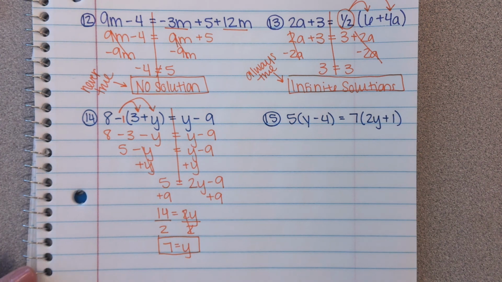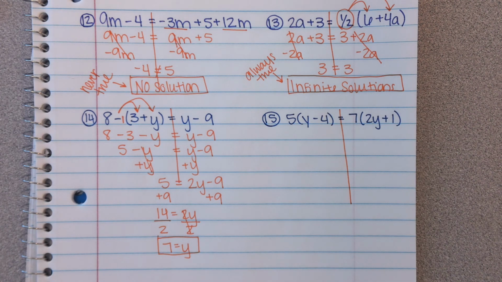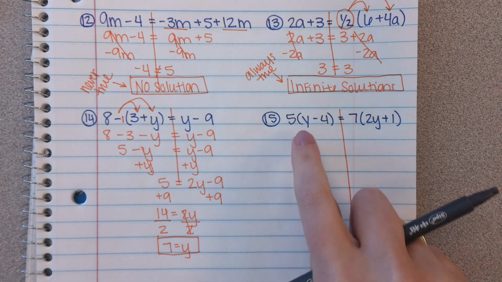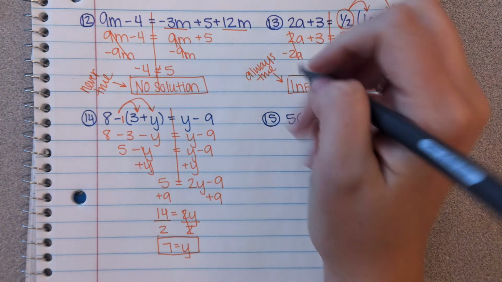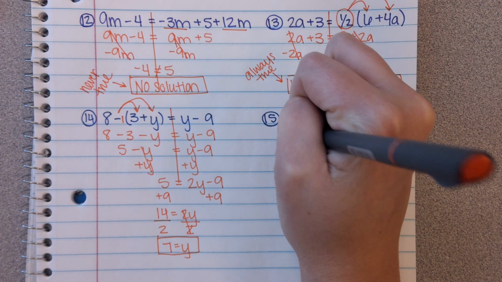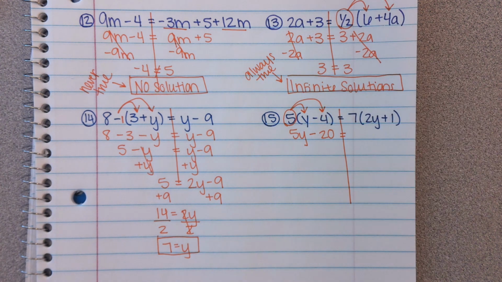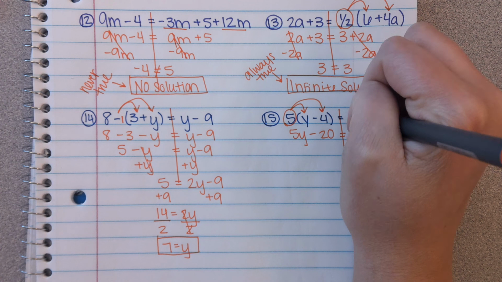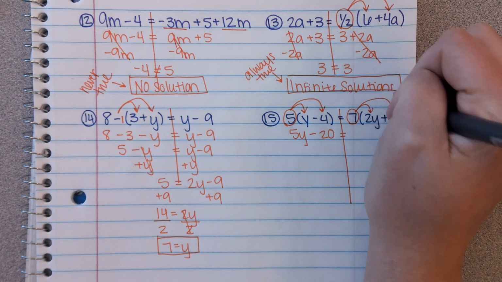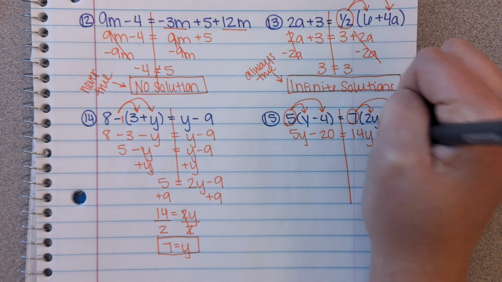And then number 15, again, I'm going to draw my line down the middle. This one's a little bit different. Do I need the distributive property? Yes. How many times do I need it? Twice. So let's look at the left side first. We're going to distribute this 5. 5 times y is 5y. 5 times negative 4 is negative 20. On the other side, let's distribute the 7. 7 times 2y is 14y. 7 times 1 is 7.